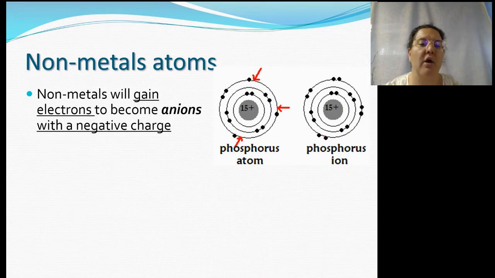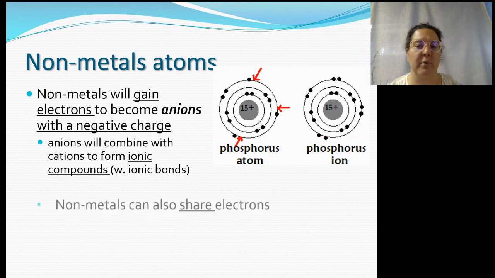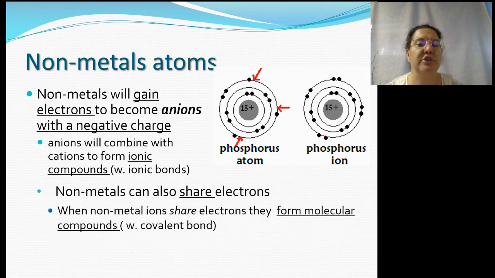Nonmetal atoms are going to gain electrons. They'll become an ion with a negative charge known as an anion, because it's less work for them to gain 1, 2, or 3 electrons than to lose 4, 5, 6, or 7. Anions, which are negative, will combine with positive cations to form ionic compounds with ionic bonds. Two nonmetal atoms can also share electrons with each other to form molecular compounds with covalent bonds.